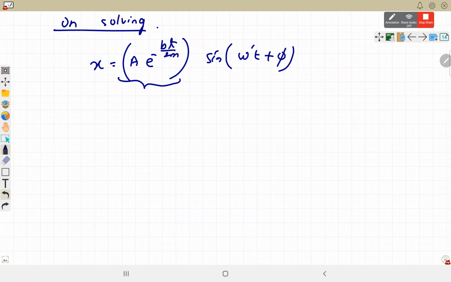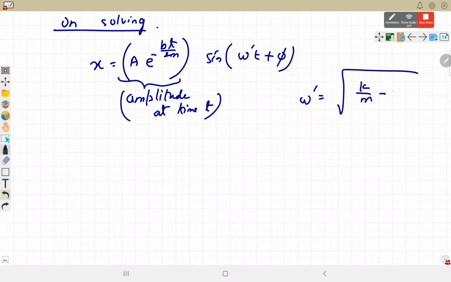Amplitude, now you can see that amplitude is not constant, it is changing with time. It is a function of time now. This is the amplitude at any time t. It starts with a only. When t is equal to 0, amplitude is a, but with time omega dash is the damping frequency. Natural oscillation frequency was root k by m, minus b square by 4m square.